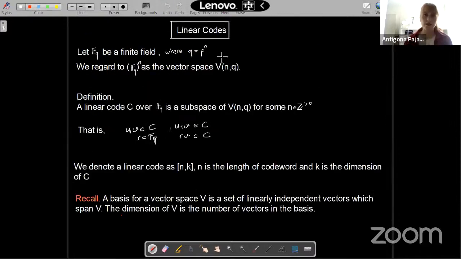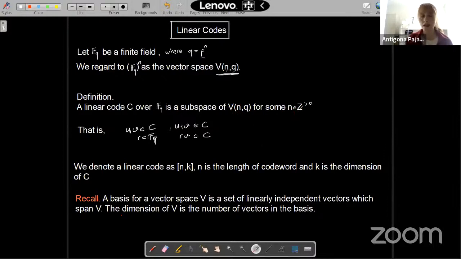Okay, so finally, this is the main thing that I'm going to focus on: linear codes. Linear codes are defined over finite fields, and a finite field is a field with finitely many elements, and its order is a prime power. We regard F_q to the n as a vector space, and we denote it by V(n,q), where n is the length of the code word and q is the order of the finite field. So a linear code C over this finite field is a subspace of the vector space V(n,q) for some positive integer n.